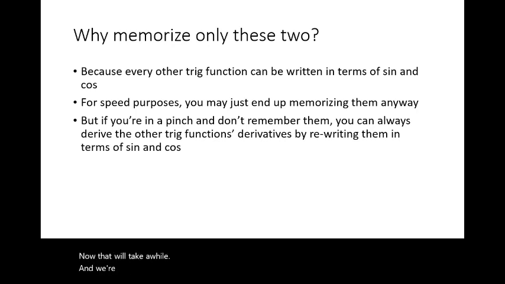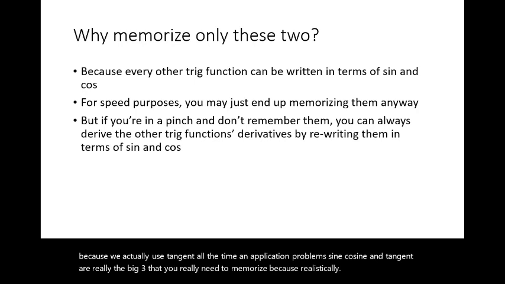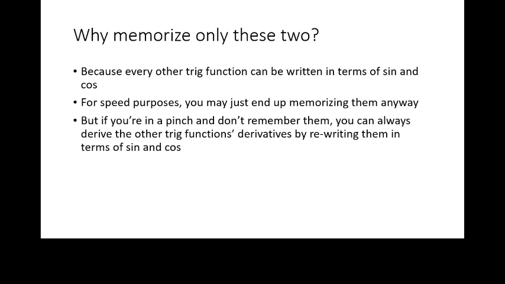So for speed purposes, you may end up just memorizing them anyway. I will highly recommend you memorize the derivative of tangent because we actually use tangent all the time in application problems. Sine, cosine, and tangent are really the big 3 that you need to memorize because realistically, in any application problem, anytime that you need to set up a trig ratio, you're really only going to use sine, cosine, or tangent. There's really no reason to use the other 3, even though you will be seeing the other 3 on your homework and maybe on an exam.